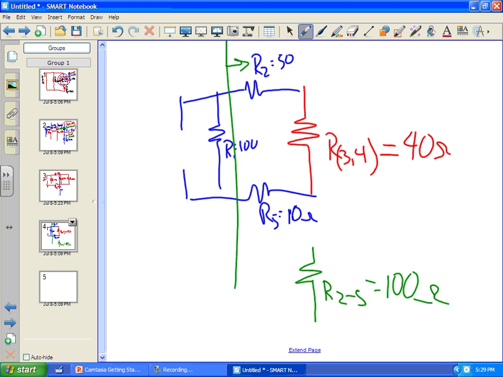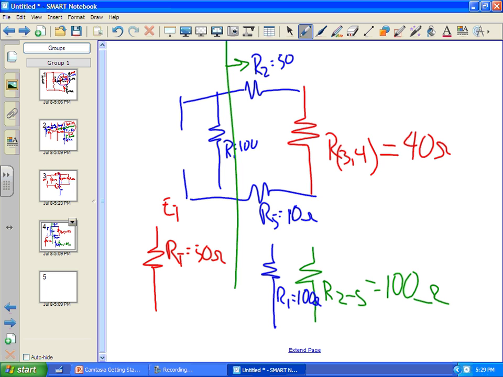And that's in parallel with our first resistor, R1, which is 100 ohms. 100 ohms in parallel with 100 ohms. If you have two exactly the same, you divide by two. So RT is 50 ohms, right?